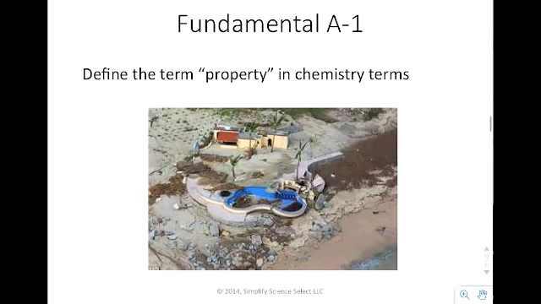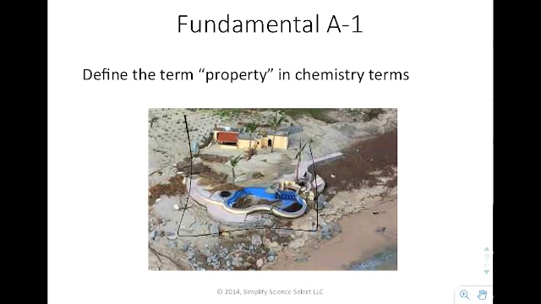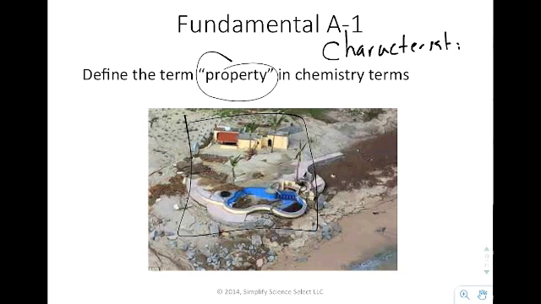So here's an example. The first one says define the term property in chemistry. So you see an example of a property, but that's a real estate property. So when we refer to property in chemistry terms, we're talking about a characteristic that's used to describe something. Now, so far we've talked about physical properties, but we will talk about chemical properties as well. So it's a characteristic that's used to describe the behavior or the appearance of a particular substance.